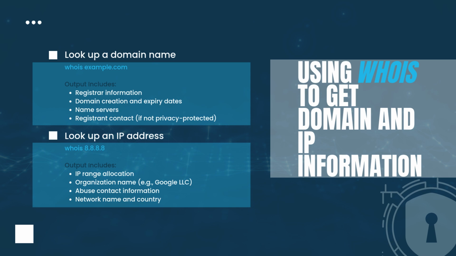Why does this matter for cybersecurity? Well, say you're monitoring traffic on your network and you see suspicious activity coming from a specific IP. A quick WHOIS lookup can tell you who's behind it. If it's coming from a major cloud provider like AWS or a telecom company, you might want to dig further or report the behavior. But if it's linked to a country or organization with a history of cybercrime, you know you've got a bigger issue on your hands.